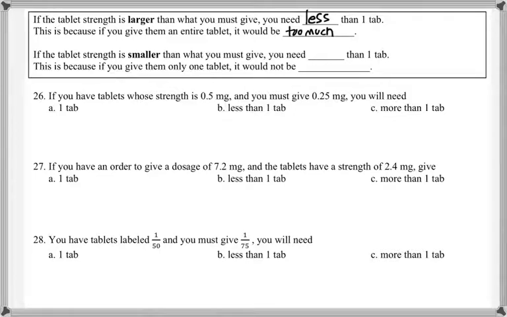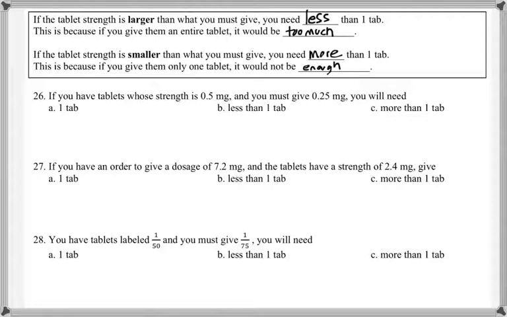If the tablet strength is smaller than what you must give, you need more than one tab. And this is because if you give them only one tablet, it would not be enough. And if the tablet strength matched what you had to give, then you would need exactly one tablet.